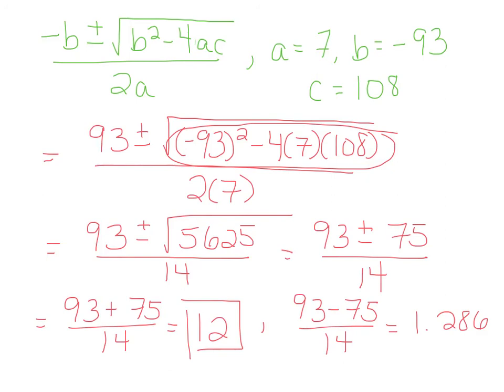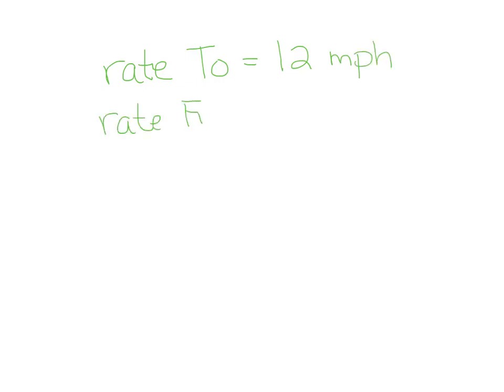Now let's take this back to our original problem. The original problem wants us to find the speed for both parts. Since r is 12, and we stated that r was going to be the rate to, that means the rate from would be 9. So let's state this. And this is my final answer.